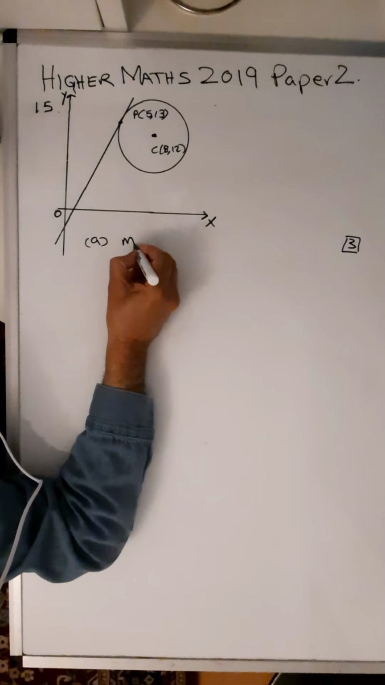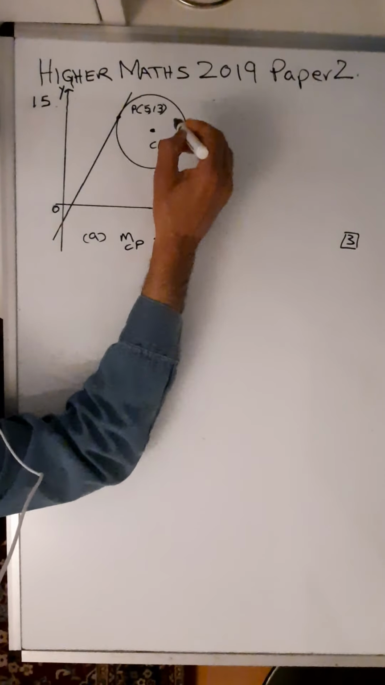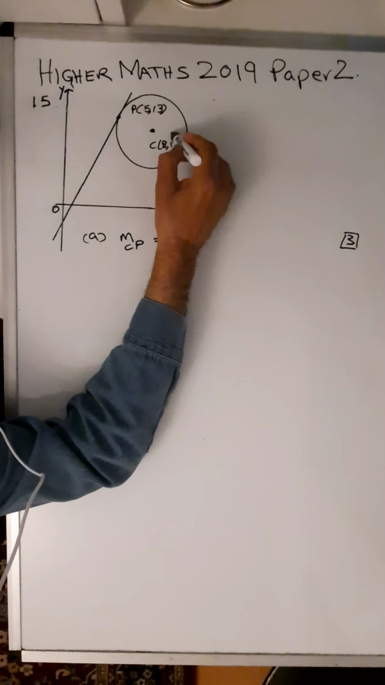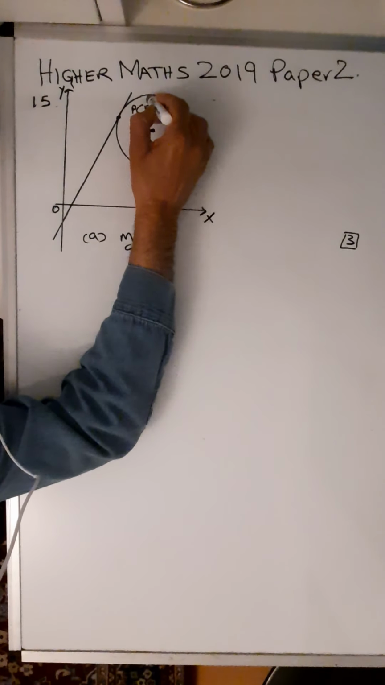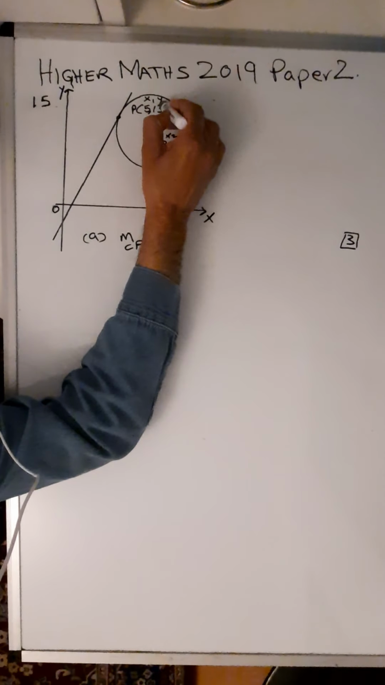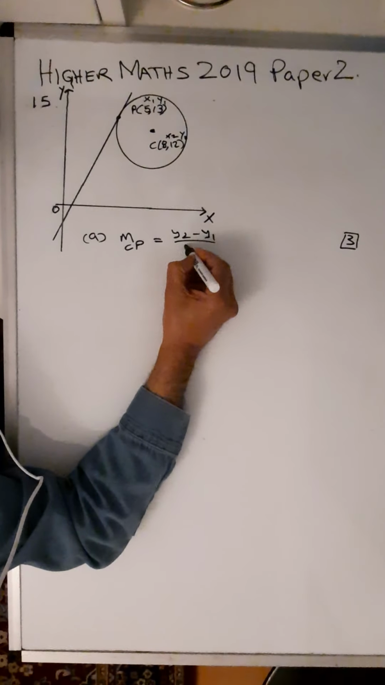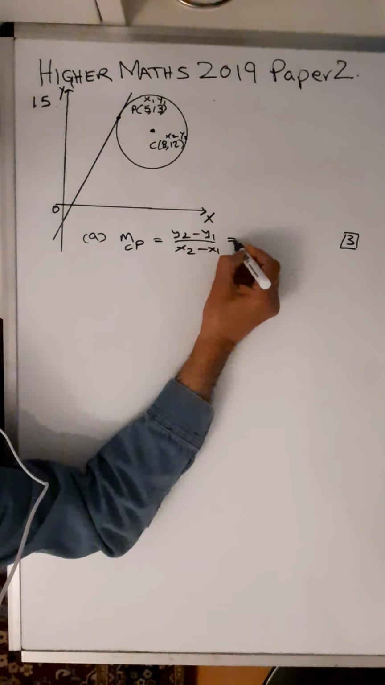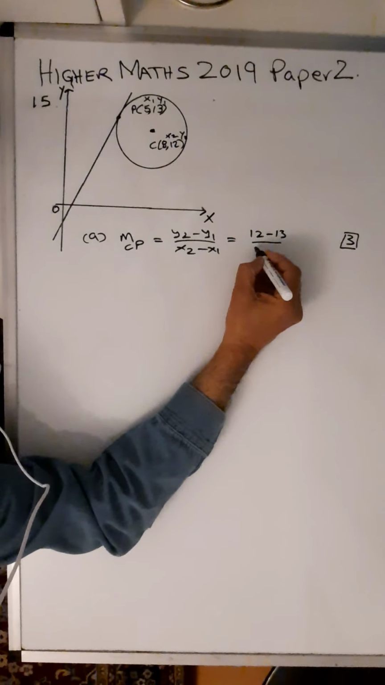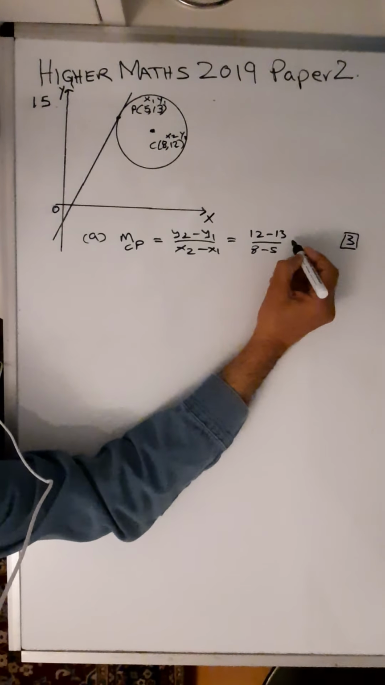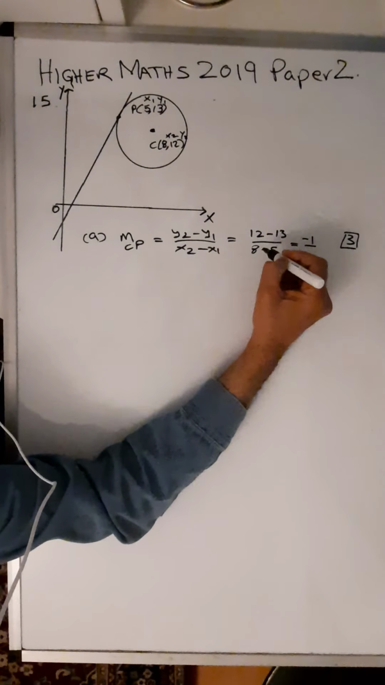The gradient of the radius CP: the point which is further along, the center, is going to be your x2, y2, and the coordinates of P are going to be x1, y1. So the gradient is y2 minus y1 over x2 minus x1, which is 12 minus 13 over 8 minus 5. That just gives you minus 1 over 3.